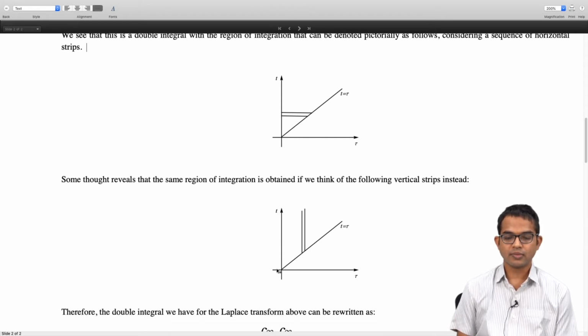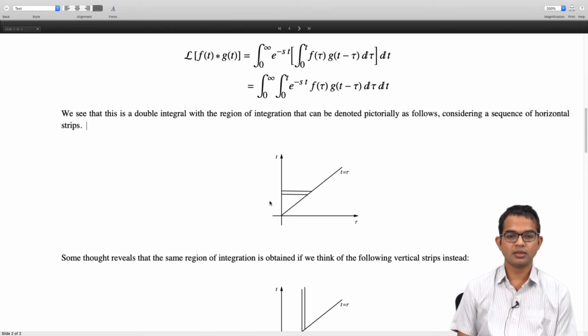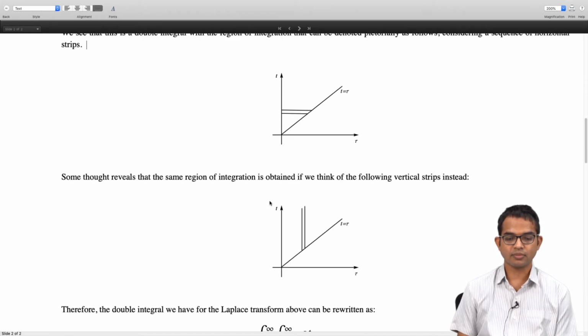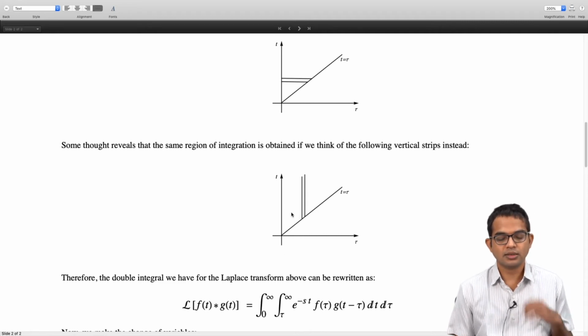So if I do this, how would I do it? I would fix tau to be a certain value and allow t to go from tau all the way up to infinity, right? So the same double integral I could perform if I fix tau, allow t to go from tau to infinity, and then tau itself goes from 0 to infinity, right? You just have to look at this picture and convince yourself that this is reasonable.